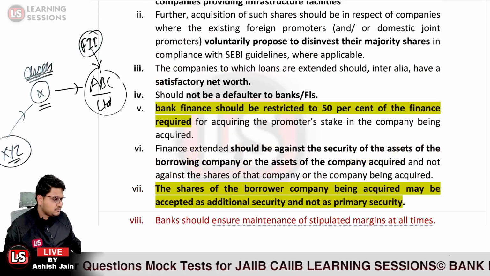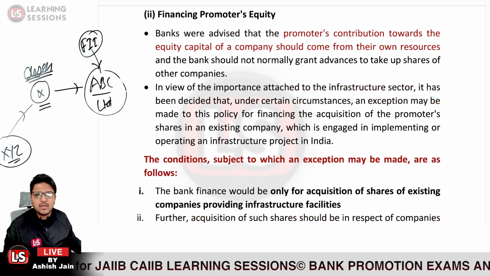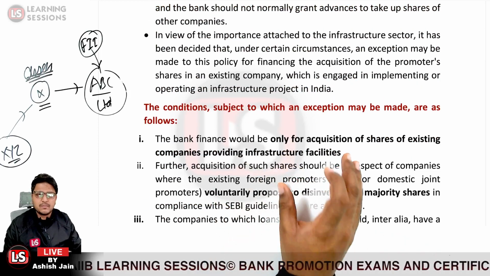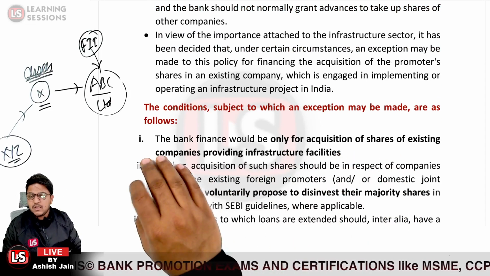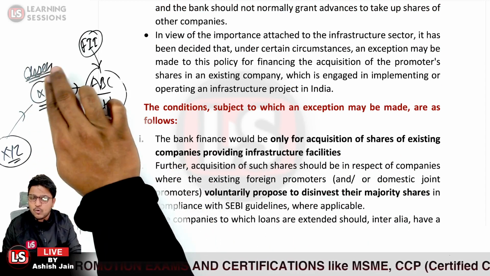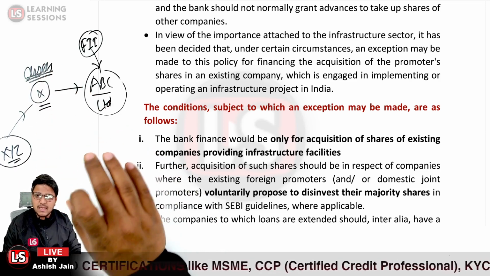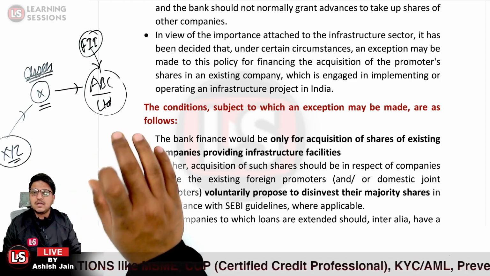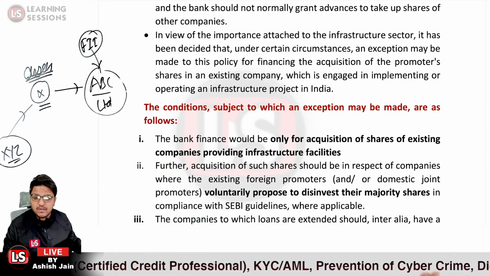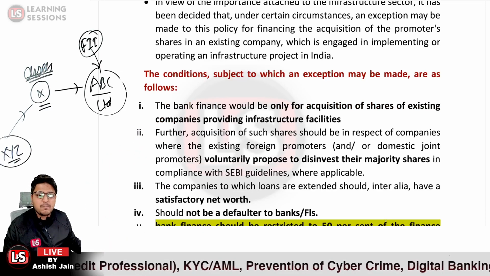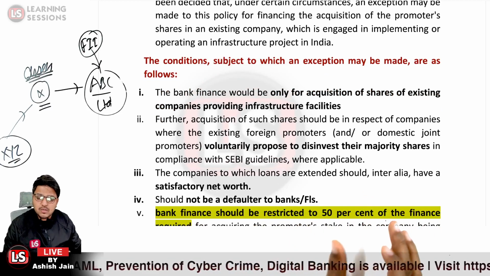Let me just reiterate what the guidelines were. First of all, finance can be issued only for the acquisition of existing shares, and further a charge is to be created on the assets of the borrowing company. The borrowing company must not be a defaulter, and further the major investors in the ABC limited company, that is the infrastructure company, must have disinvested as per the compliance of the SEBI itself. And further, the companies to which the loans are extended should have a satisfactory net worth, not defaulter.